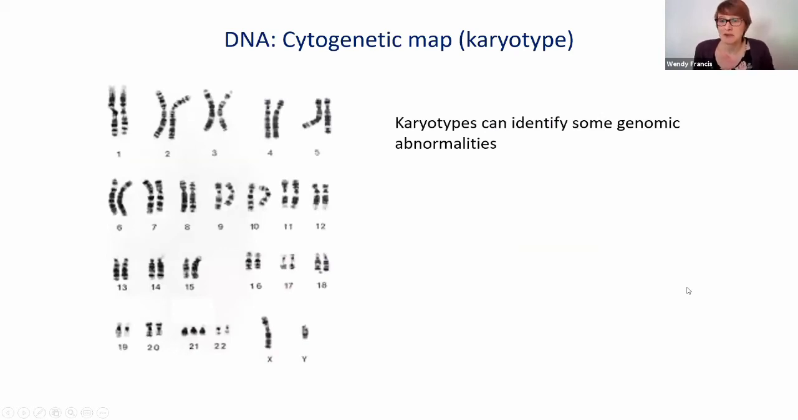So karyotypes can be really useful, and we can identify some genomic abnormalities from a karyotype. So if you have a look at this karyotype here, can you try and identify what the genetic abnormality might be?